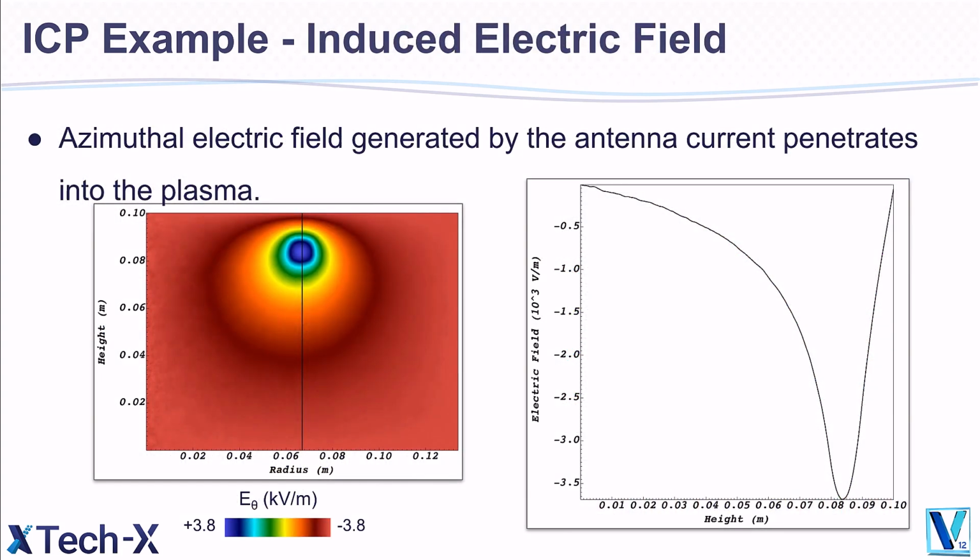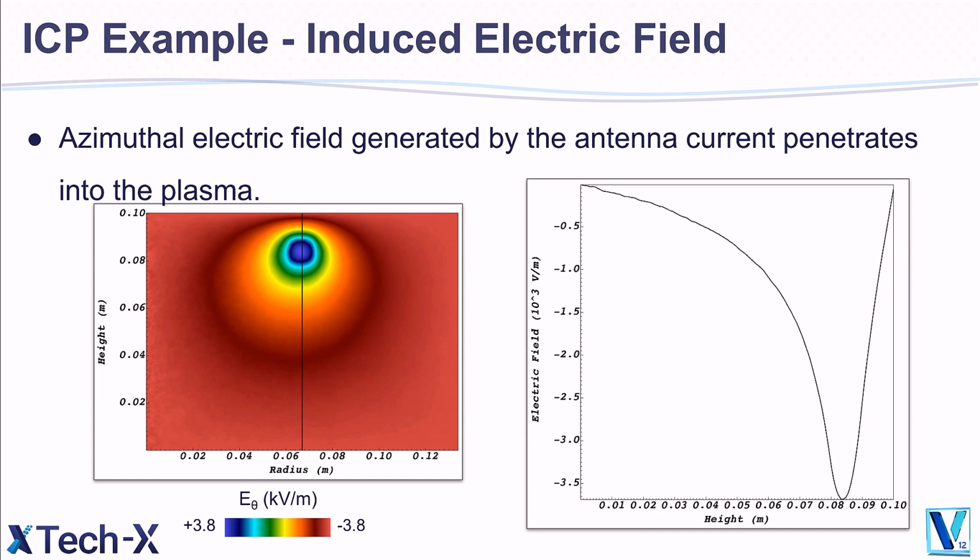Here we're taking a more in-depth look at the induced electric field. This is a snapshot at dump 40 of the azimuthal electric field generated by the antenna current, and it penetrates into the plasma within 1 electromagnetic skin depth. The electric field E theta that's generated from the antenna current.